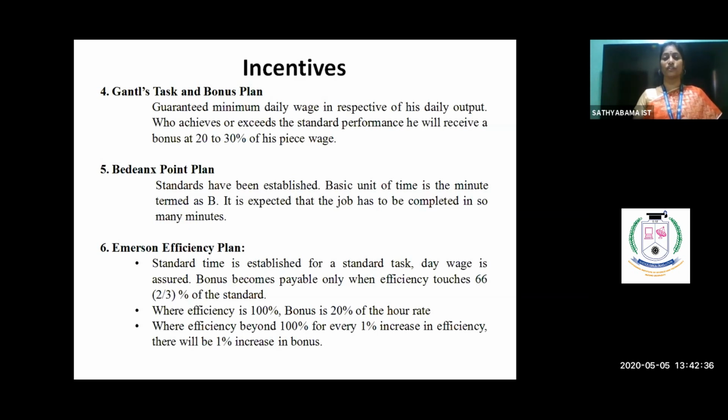Coming to the sixth one, the Emerson efficiency plan. The name itself implies that the wage is fixed based on the efficiency of the employees. Standard time is established for the standard task, whereas the daily wage is assured. A bonus is given to the employees when efficiency touches 66% of the standard, that is, 2/3 of the standard. When efficiency is 100%, that is the standard, a bonus of 20% of the hourly rate is given. Beyond that 100%, every 1% increase in efficiency brings a 1% increase in bonus. So that is the Emerson efficiency plan.